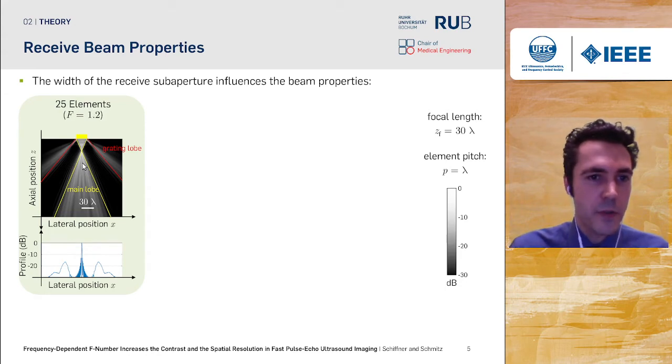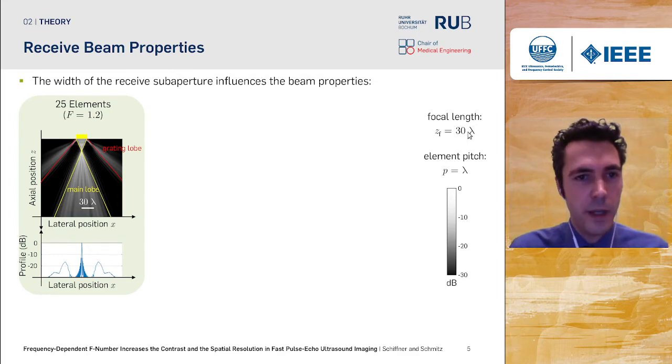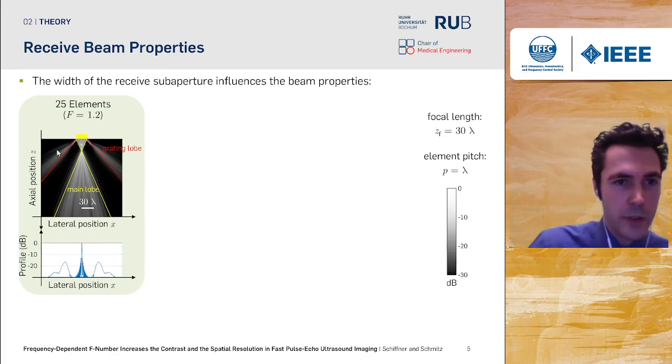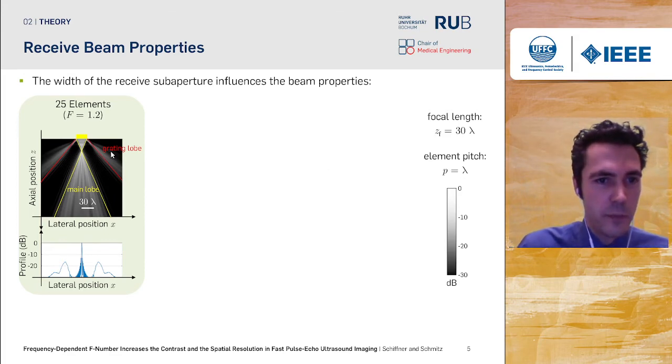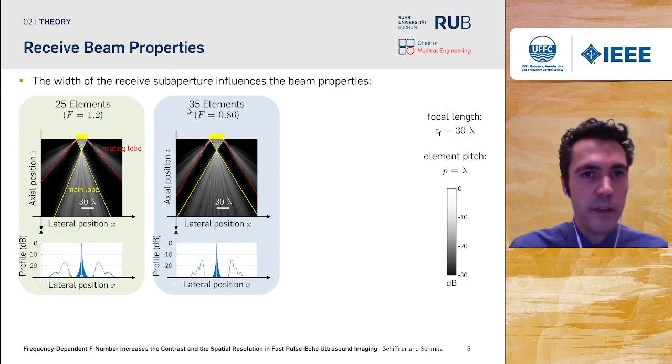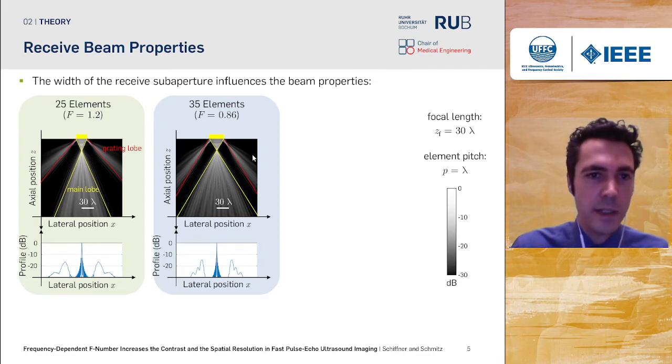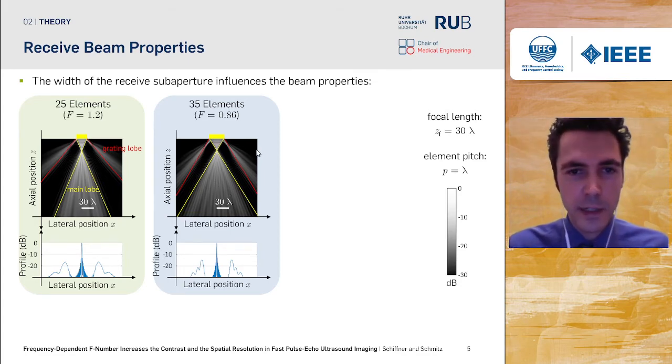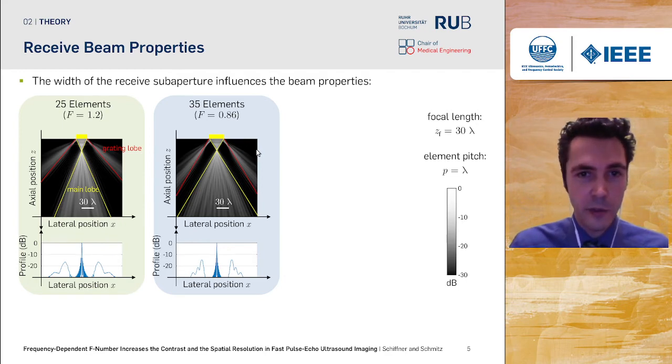A receive beam consists of the main lobe and the grating lobe. This is shown here for a focal length of 30 wavelengths and an element pitch of 1 wavelength. To illustrate the field in the focal plane, we illustrate the profile. As the width of the receive subaperture increases, the width of the main lobe increases, and the width of the grating lobe increases too, because the grating lobe is simply a replica of the main lobe.